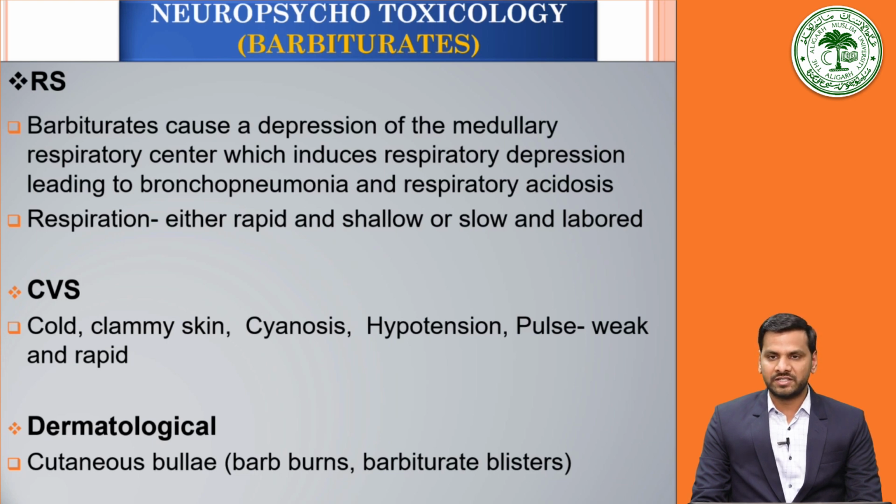If we talk about the respiratory system, then these barbiturates cause a depression of the medullary respiratory center, which induces respiratory depression leading to bronchopneumonia and respiratory acidosis. Respiration will either be rapid and shallow or slow and labored. Coming to cardiovascular system, the skin will be cold and clammy, there will be cyanosis, hypotension, and weak and rapid pulse. Lastly, the skin or dermatological finding is cutaneous bulla, also known as barb burns or barbiturate blisters.